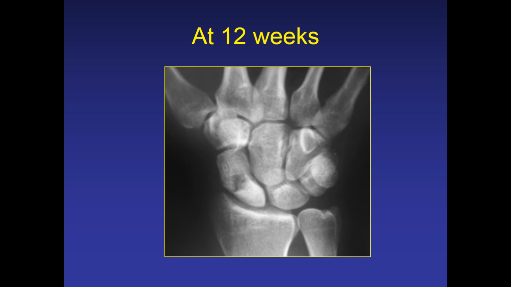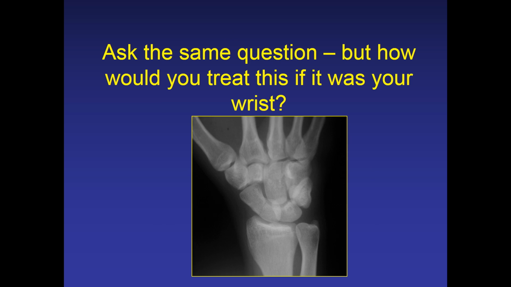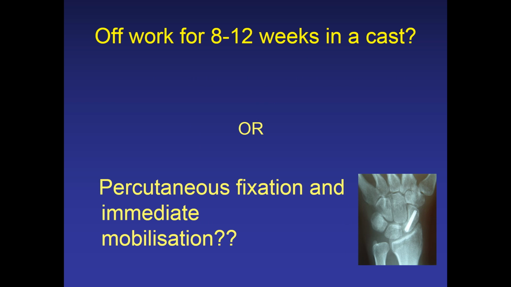There are some things that we'll look at just now. The question is, if you put a screw in that, would this not have happened? I think that's not very clear at this stage. The other thing is, if this was your fracture in your wrist, how would you like to be treated? Do you want to be in a cast for the next 8 weeks off work, or would you prefer to have a wrist that's fixed with immediate mobilization? So it's all pushing us in different directions.